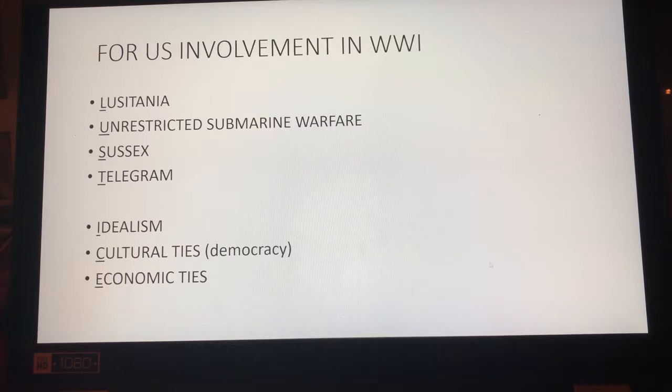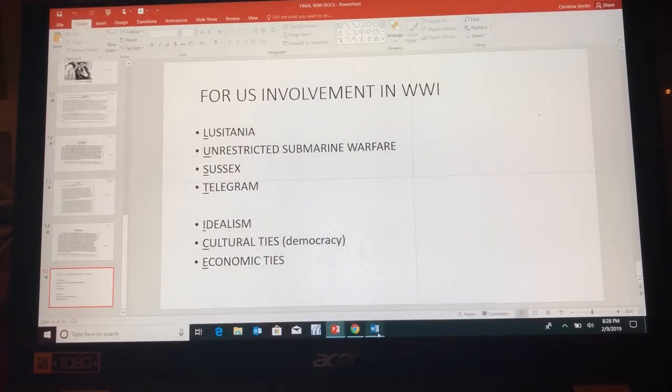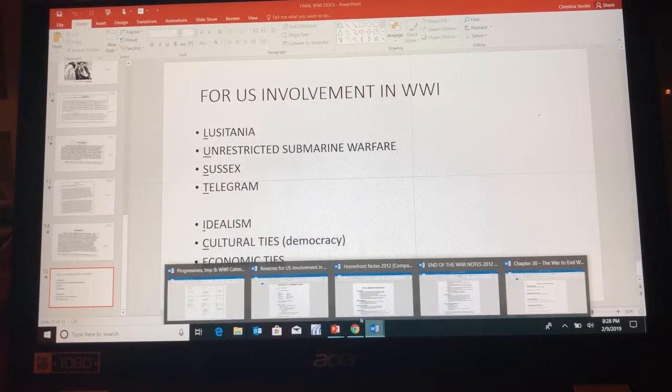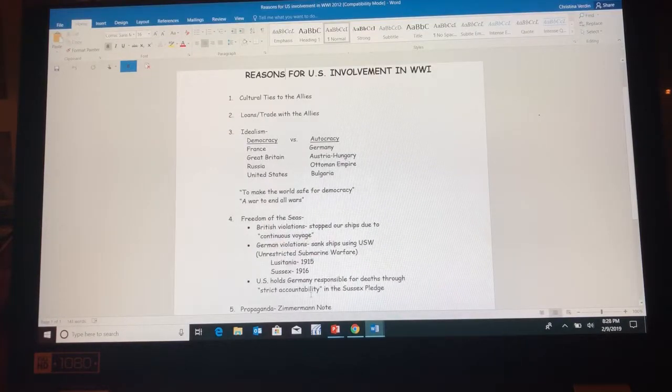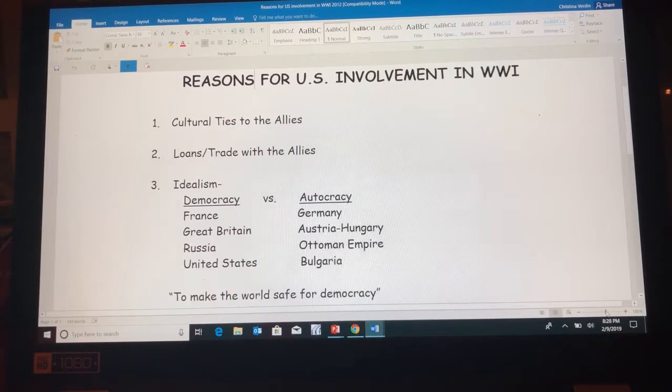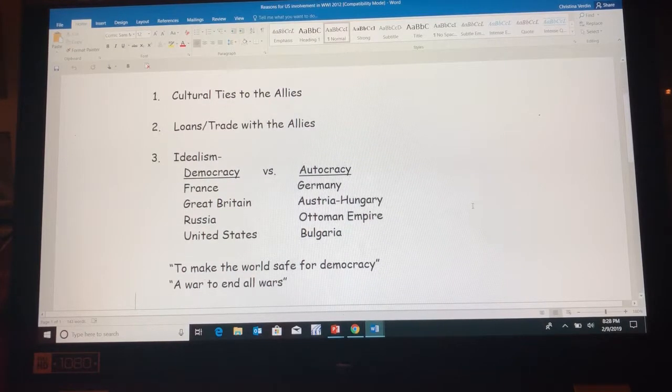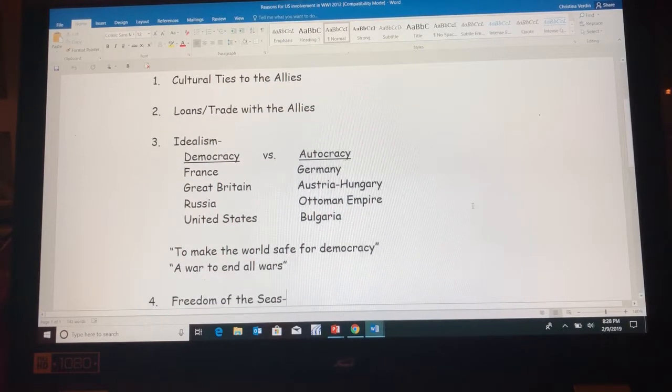Okay, so I know there's another document you should be getting to. It looks like this. Reasons for the U.S. involvement in World War I. We went through documents to kind of go over this. We talked about cultural ties with the Allies. We've had a lot of our political heritage come from them. Loans and trade, I tied this to economics. Idealism, right? Democracy versus autocratic governments. We also wanted to make the world safe for democracy. Wilson also says if we get involved in this war, this is going to be a war to end all wars.